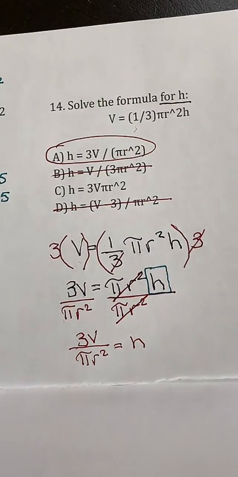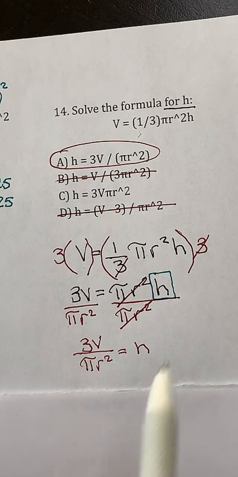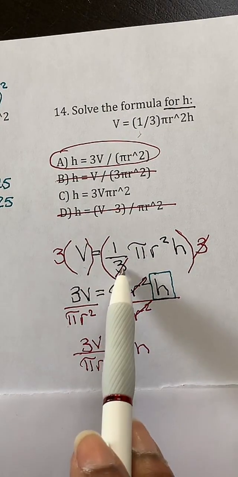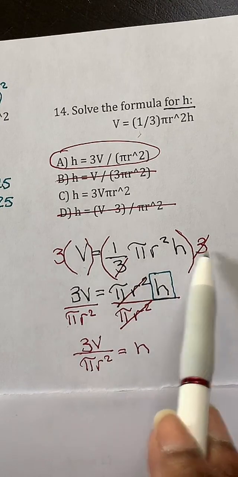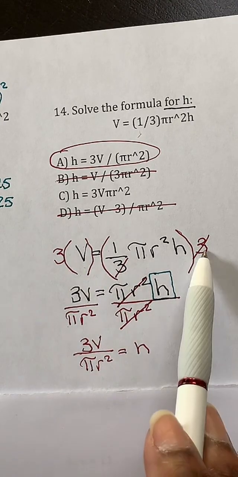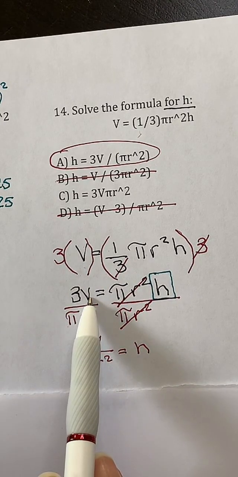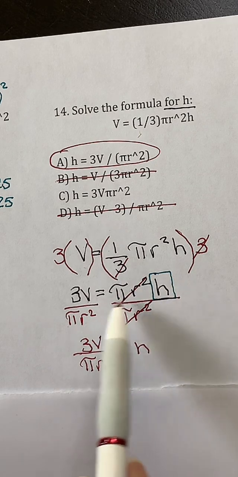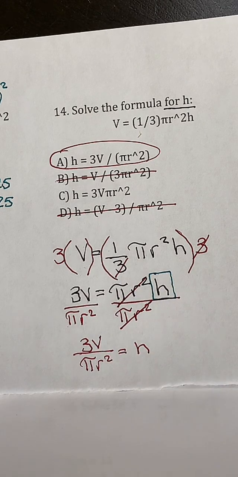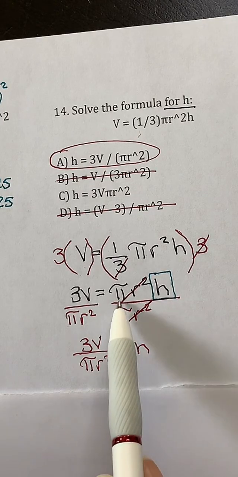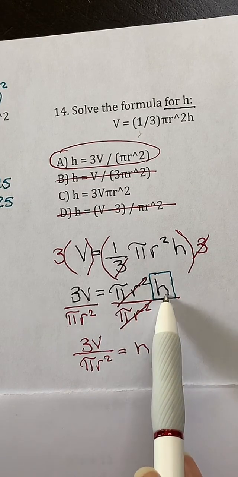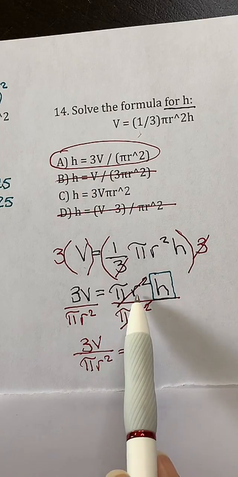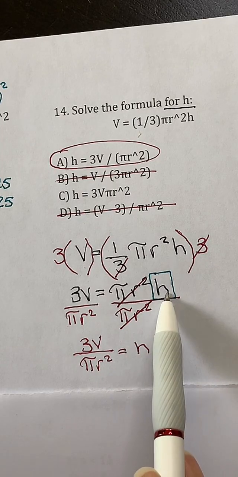Okay, so this is a tougher one. So once you have that volume, get rid of that denominator. So we multiply both sides by the 3. That's where the 3v came from. And now the fraction is gone over here because 1 times anything is going to be itself, right? So now we have pi r squared h. That means pi times r squared times h.